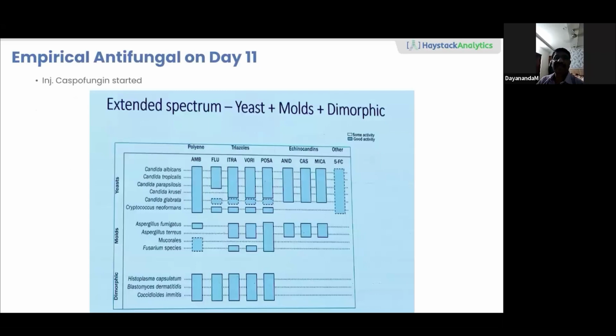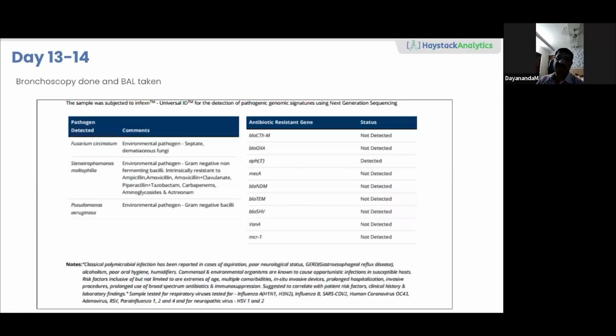So this was, I think, day 11, as I said. So you can see the extended spectrum to cover the yeast and molds and the dimorphics. So based on this, caspofungin was started, which has a very broad spectrum antifungal effect. Next. And the second BAL fluid that was sent showed Fusarium, Stenotrophomonas, and Pseudomonas.